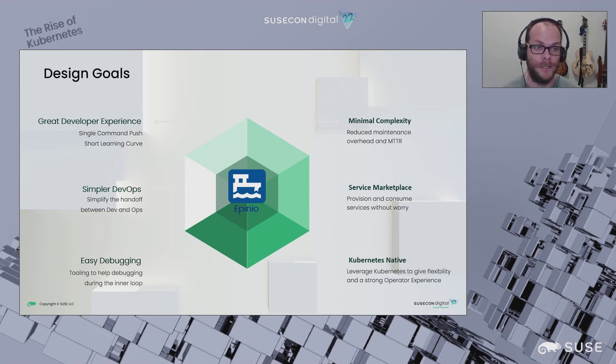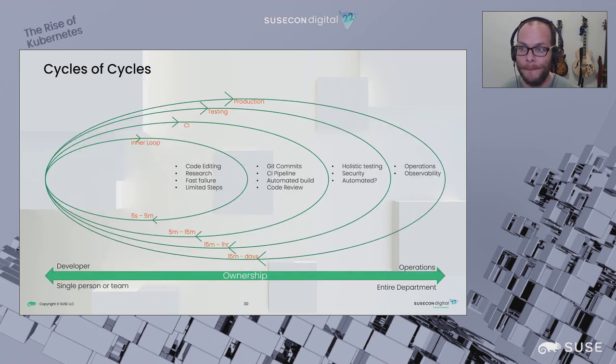We need to make it easy to debug the applications that you're running with this tool, especially during the inner loop. And then lastly, this needs to be Kubernetes native. Kubernetes is the de facto standard for building platforms at this point. And so we really wanted to leverage Kubernetes native objects to give a strong operator experience as well as a strong developer experience. Again, back to cycles of cycles.